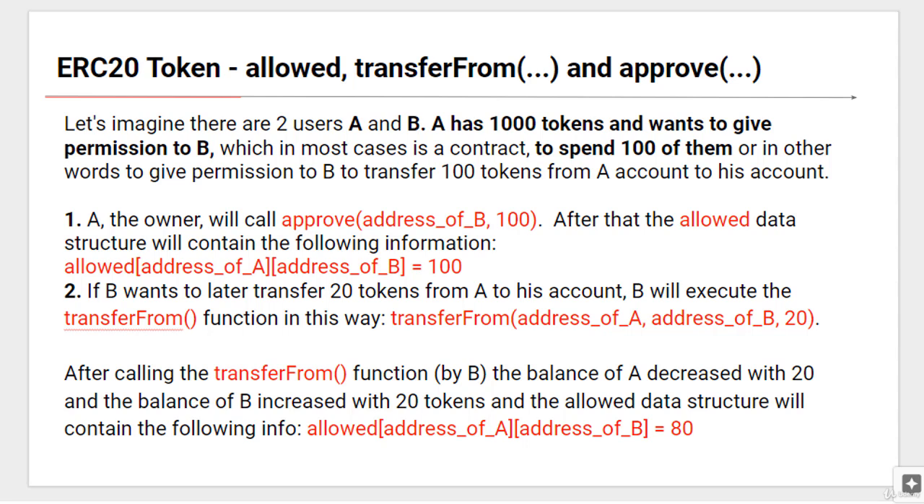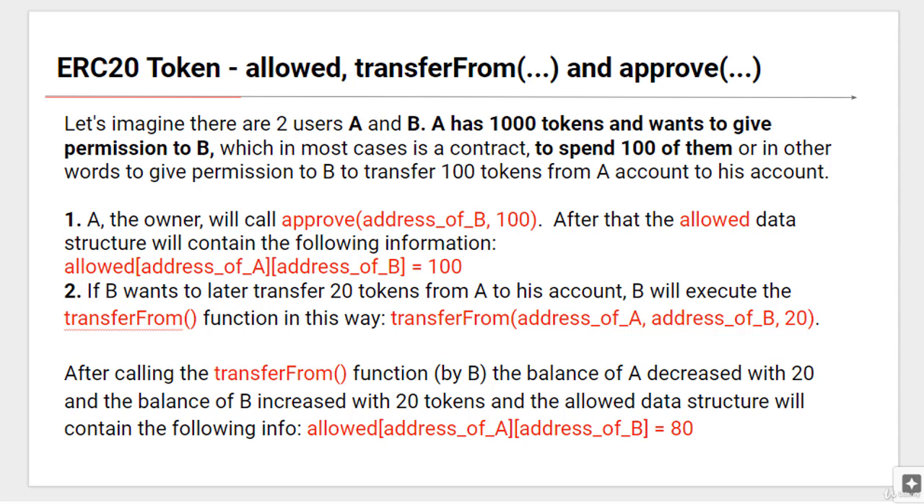First, A, the owner, will call approve of the address of B and 100, the total number of tokens that could be transferred from A by B. After that, the allowed data structure will contain the following information: allowed of address of A and address of B equals 100.